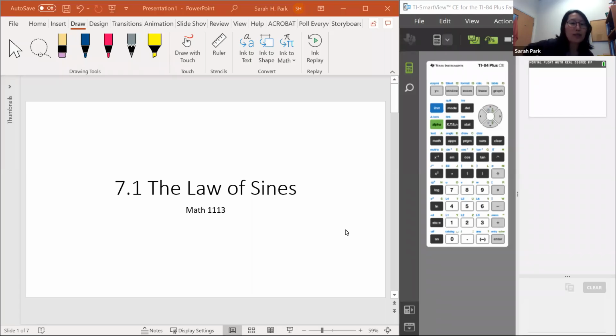Hi, everyone. We're continuing our third unit with section 7.1, taking a look at the law of sines and looking at oblique triangles, which are triangles with no right angles. So let's get started.